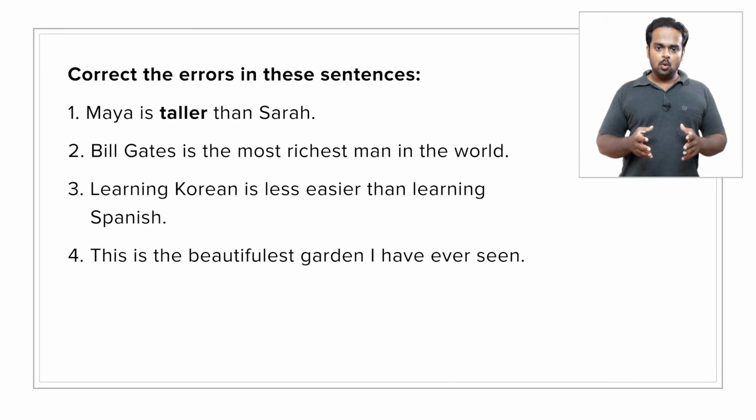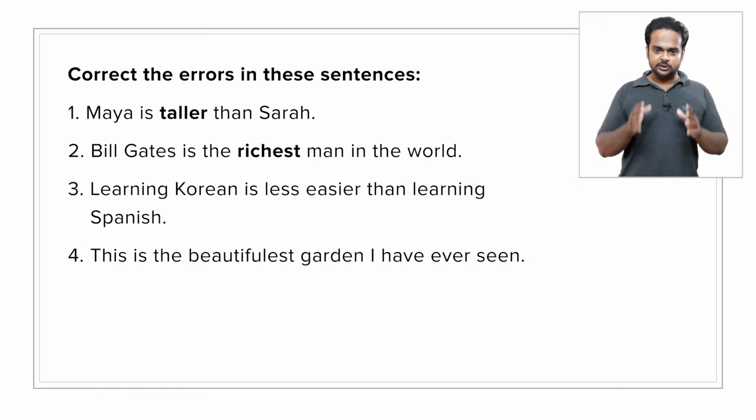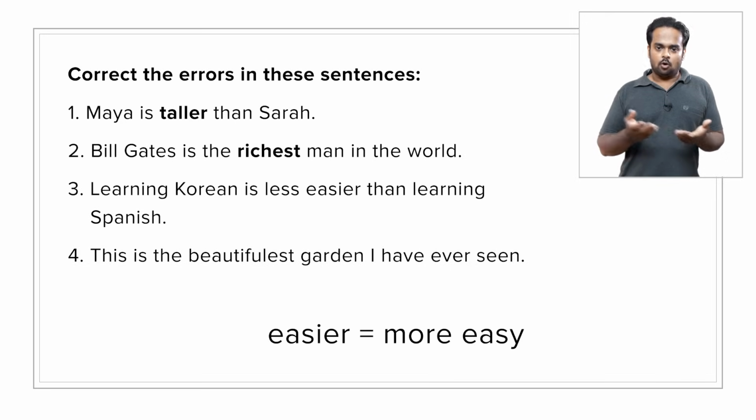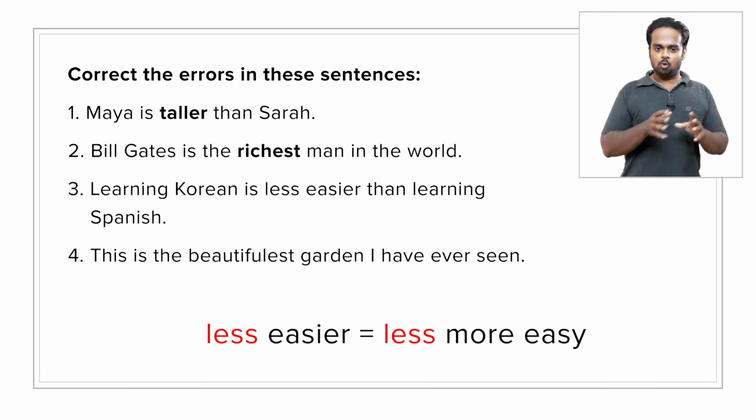So in number 2, we have an EST form, richest, but we also have most. We'll need to remove that. So Bill Gates is the richest man in the world. In number 3, the problem is slightly different because we have less. We cannot say less easier because, again, easier means more easy. So it's like saying less more easy, which makes no sense.